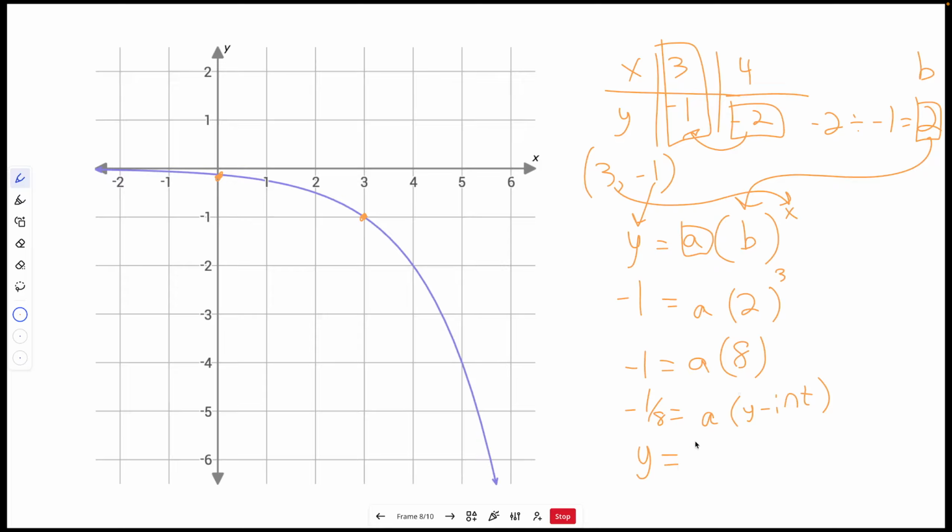Now that we have the y-intercept, let's write our final answer. y equals -1/8(2)^x. And this is our final answer. So when they don't give you the y-intercept, you find the growth or decay rate, then you solve an equation to get the y-intercept.